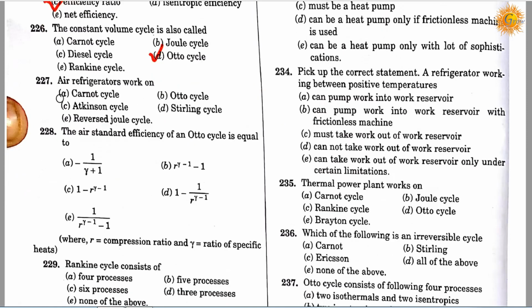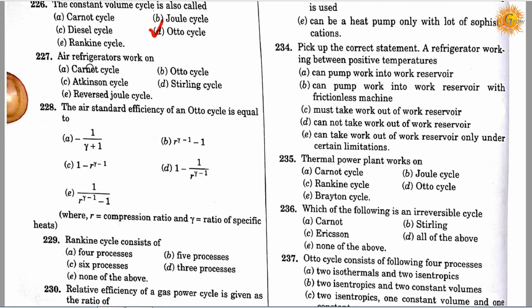Question number 227. Air refrigerators work on: option A, Carnot cycle; option B, Otto cycle; option C, Atkinson cycle; option D, Stirling cycle; option E, reversed Joule cycle. The correct answer is E, reversed Joule cycle. Air refrigerators work on the reversed Joule cycle.